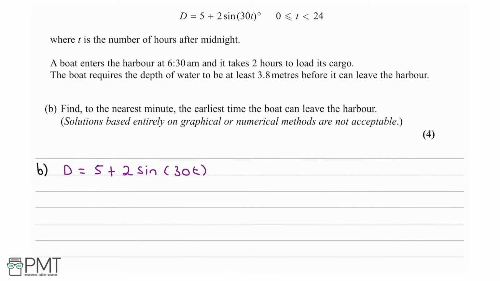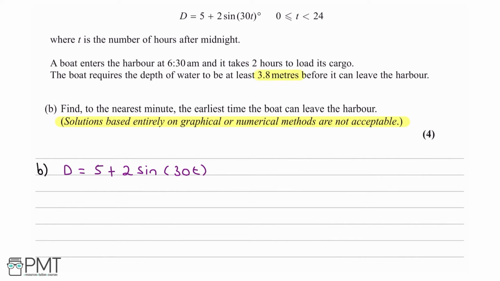Part B is saying find to the nearest minute the earliest time the boat can leave the harbour. And bear in mind, it says solutions based entirely on graphical or numerical methods are not acceptable. So we need to use an algebraic method to solve this question. So, effectively, what the question is saying is, the boat requires the depth of the water to be at least 3.8 meters. So I'm just going to pick that out in bold, okay, before it can leave.